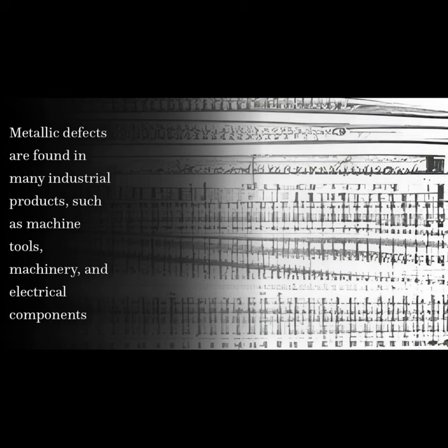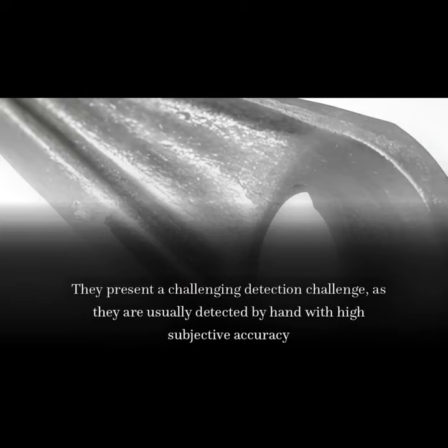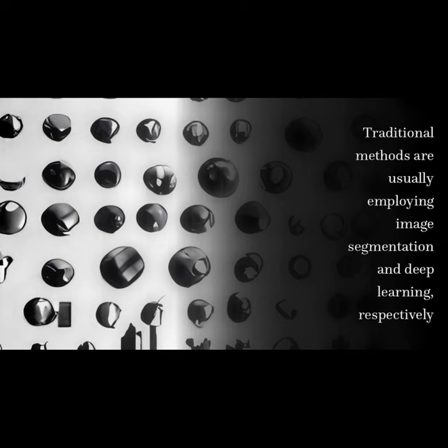Metallic defects are found in many industrial products, such as machine tools, machinery, and electrical components. They present a challenging detection challenge, as they are usually detected by hand with high subjective accuracy. Traditional methods usually employ image segmentation and deep learning, respectively.